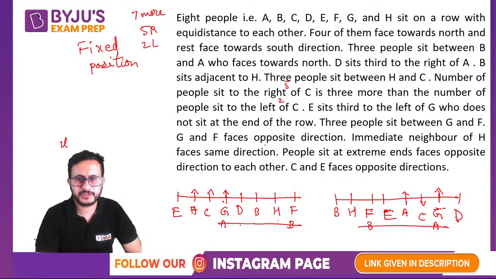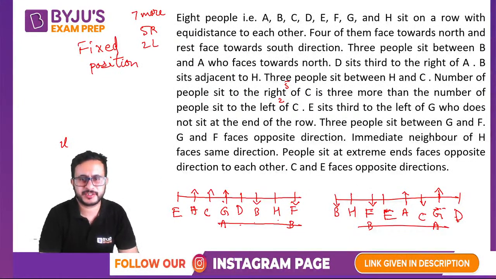G and F face opposite directions. So if G is north, then F should be south. In this case also we are taking G north, and F will be south. The immediate neighbors of H face the same direction. So H is this, and this will also be south in this case, and in this case also it will be south. People sitting at the extreme ends face opposite directions to each other. So this is south, this will be north, and this is south, this will be north.